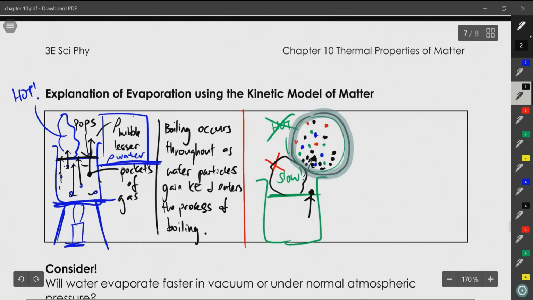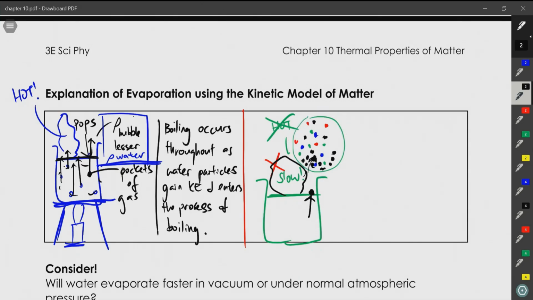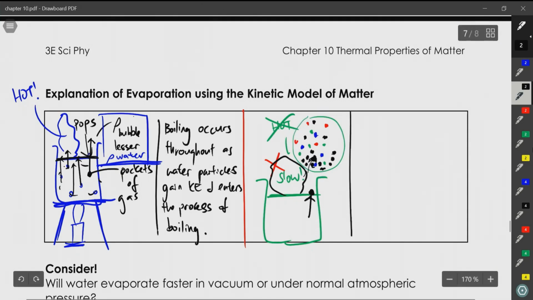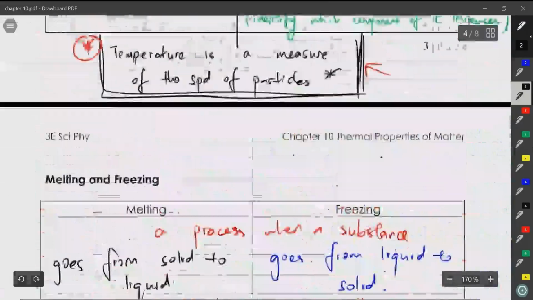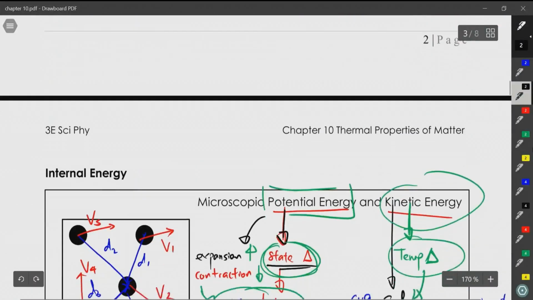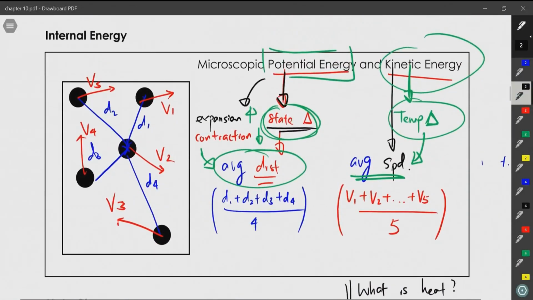Okay, and therefore evaporation might occur at a much lower rate. So for evaporation to occur, we are talking about average KE here. Remember how we talked about average KE at the very start. Now if the average KE is 10, maybe this particle is moving at 1 meter per second, and this one might be moving at 11 meters per second.